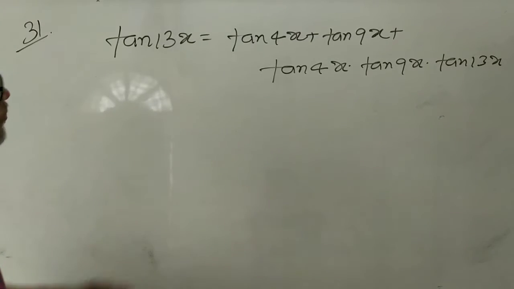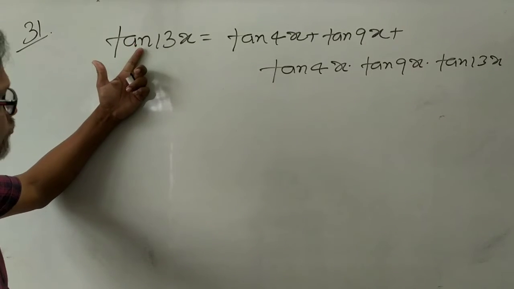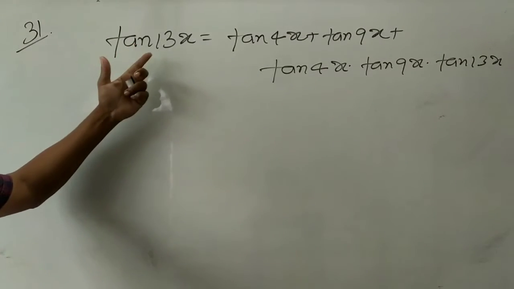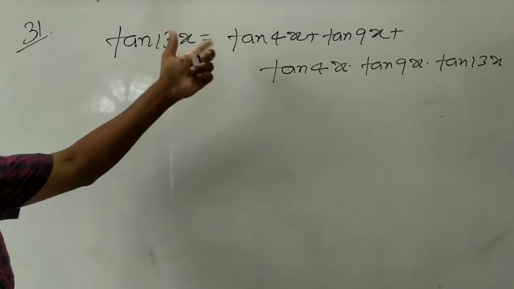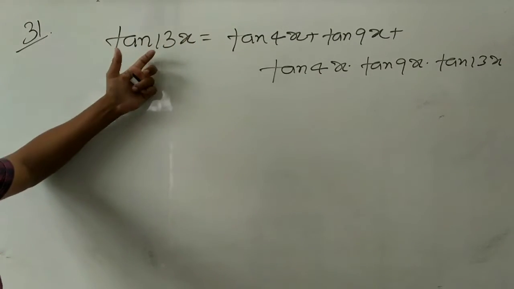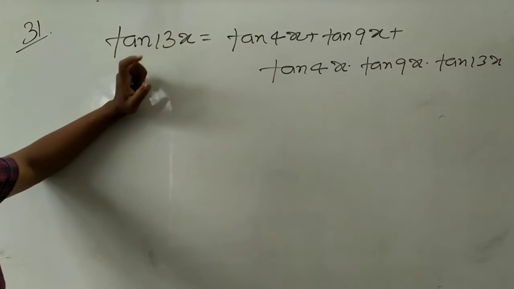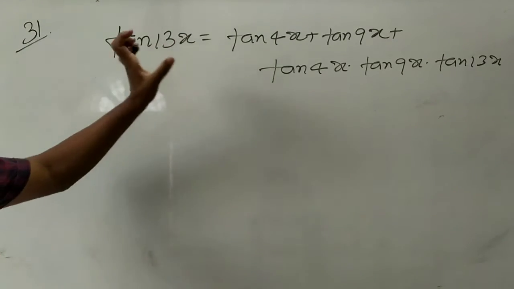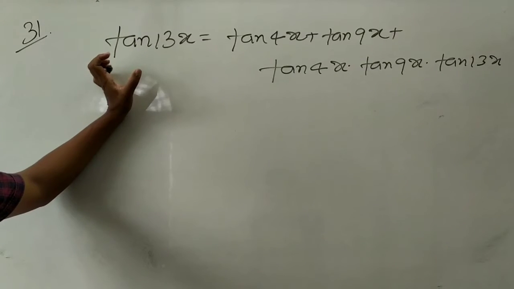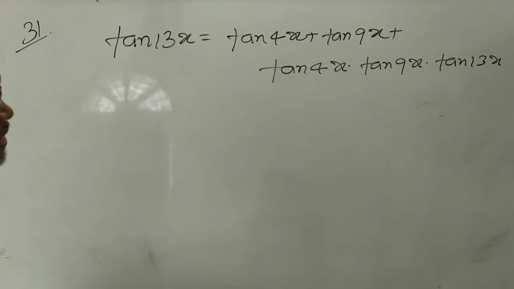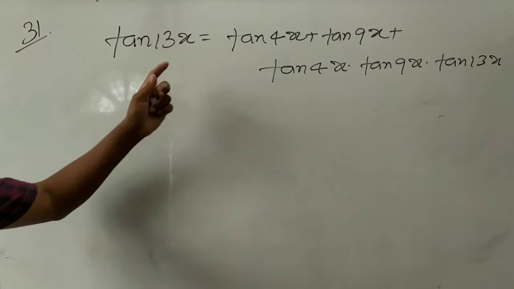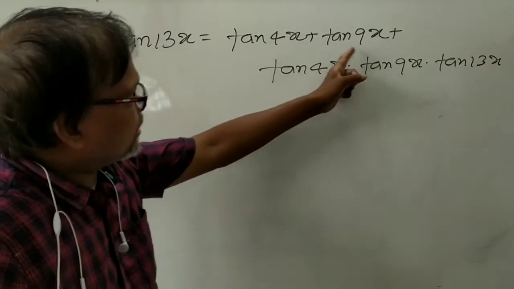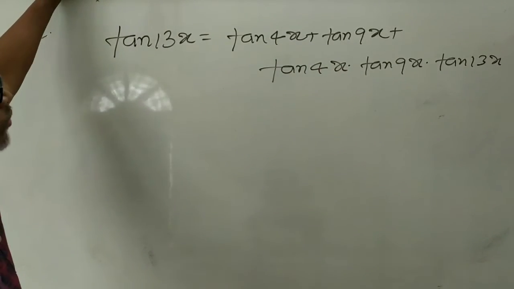How to show it? By using the left hand side, show the right hand side. This is very small, and breaking it into parts is difficult. This is the big one, so you have to change it into the small one. If you take both sides, you will get the answer. How? In tan 4x and tan 9x, you can see the addition 9 plus 4 is equal to 13.